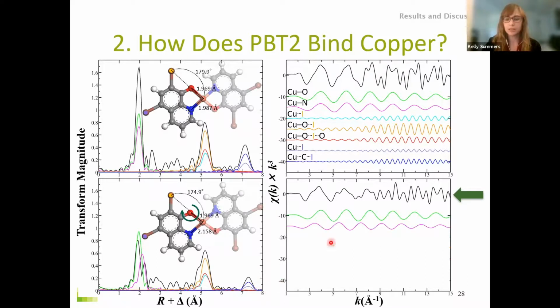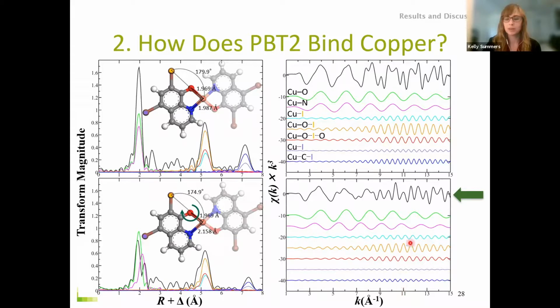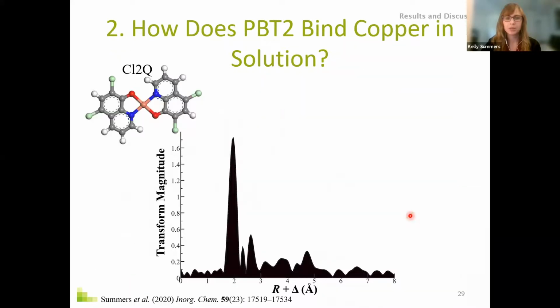So the oxygen and nitrogen paths, the multiple scattering, which you can see is somewhat dampened in both, to both the iodine residues. And these are actually now almost completely out of phase. And so we can get a rough idea of what might be happening in our PBT2. And so if we go back here and we look again, this is our dichlorinated 8-hydroxyquinoline that we looked at before, our copper to oxygen and nitrogen distance. There's the chlorine in the 7th position, the chlorine in the 5th position.